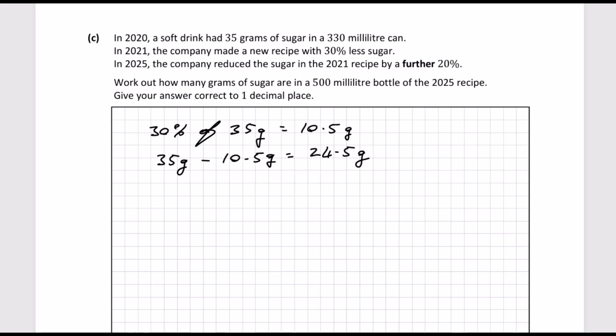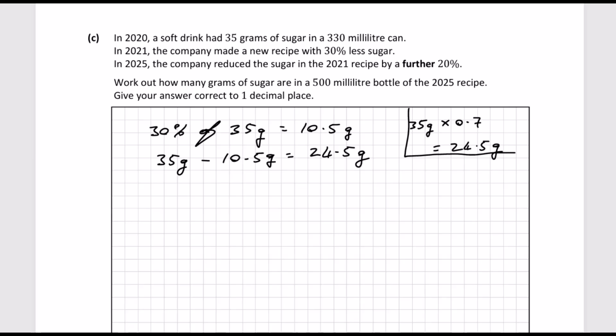Now the easier way of doing that, the quicker way, is in one line rather than 2 lines. If you want to reduce 35 grams by 30%, you just multiply it by 0.7 and you should get 24.5 grams as well. This is the quicker way of doing it, but either way is perfectly fine.